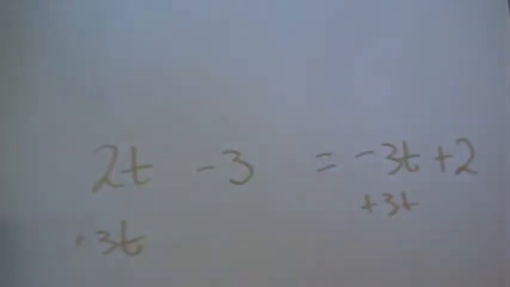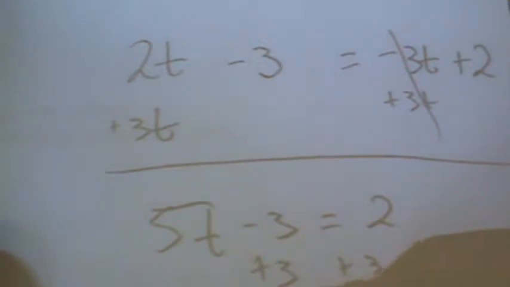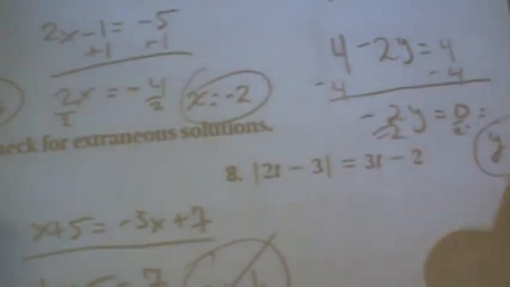So you could add 3t. 5t minus 3 equals 2. You can add 3. 5t equals 5. Divide 5 by 5. t equals 1. Alright, so you have 2 possible solutions now.